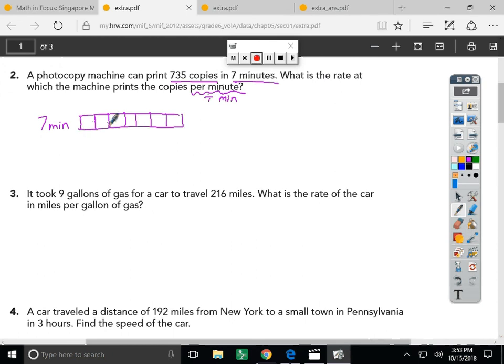Make sure I have 7. I think I'm good. And we're going to go ahead and label the top here. That's the total number of copies I can make. Copies. Notice I am giving these labels on my bar model just because that will also help me to answer my question in just a moment.